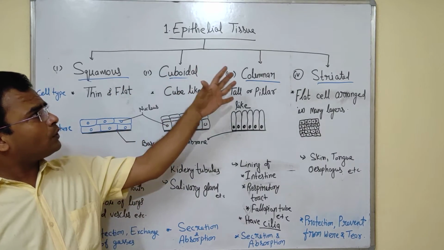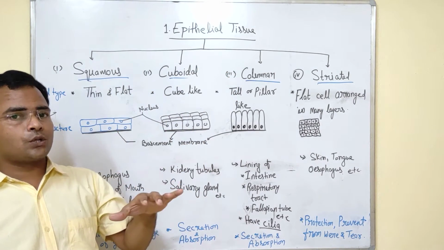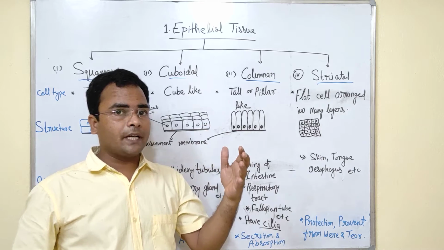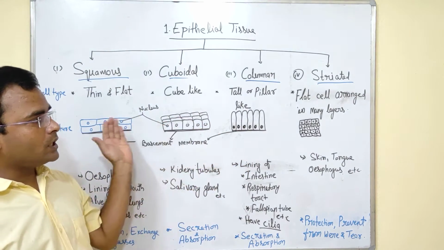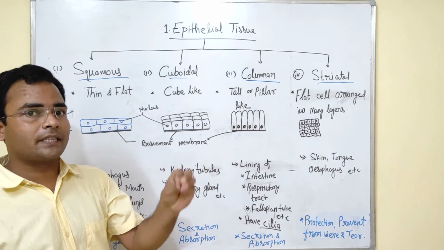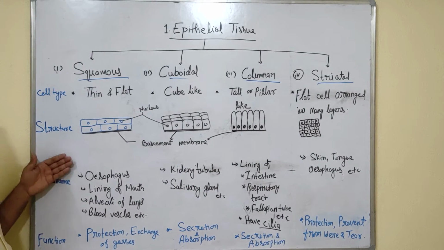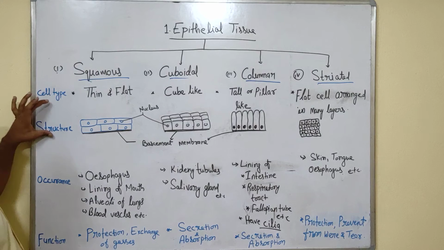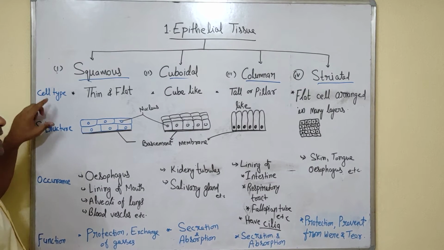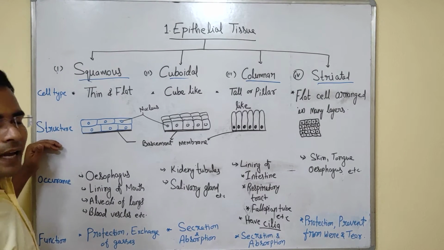So these are the four epithelial types of tissue, classified based on the cells that make them. These are the two main parameters on which we have compared them: cell type and what type of structure they have.